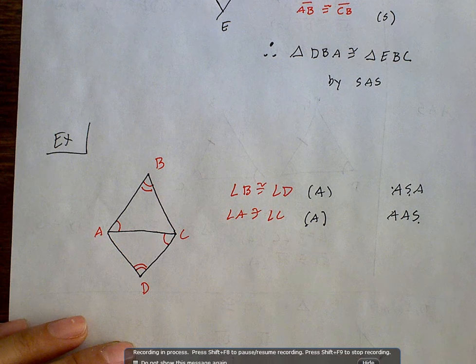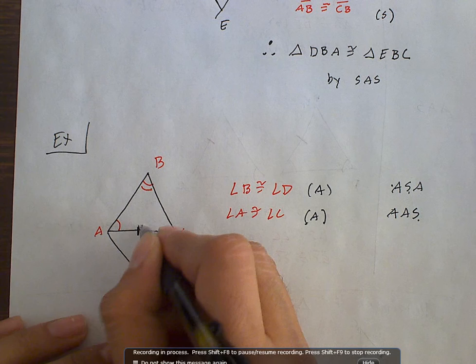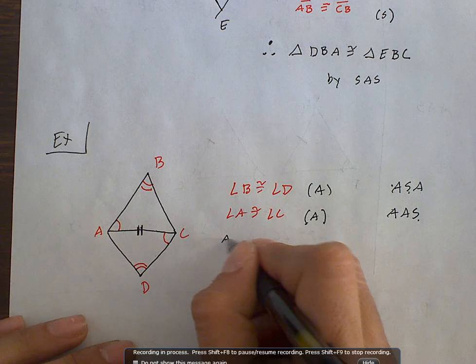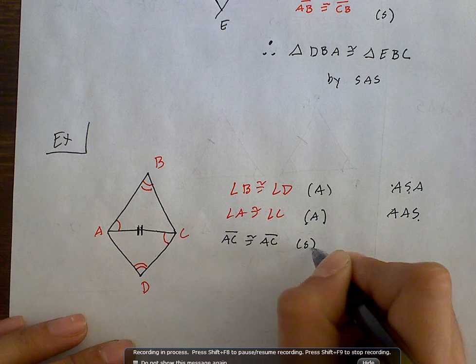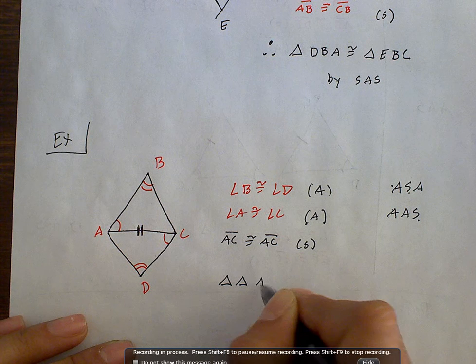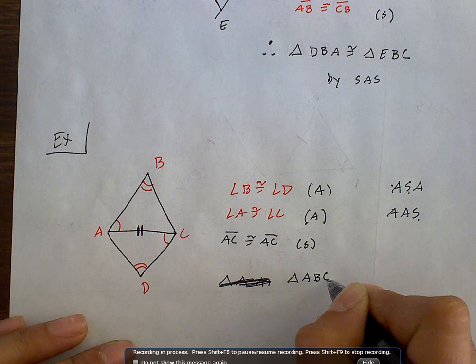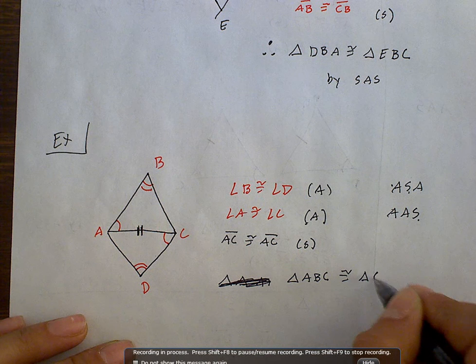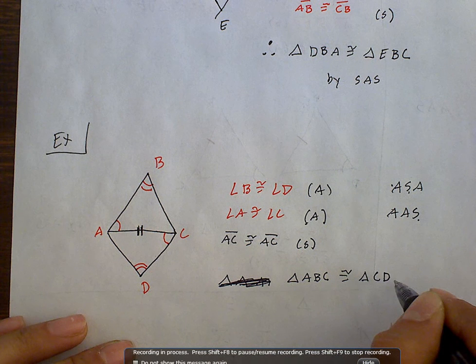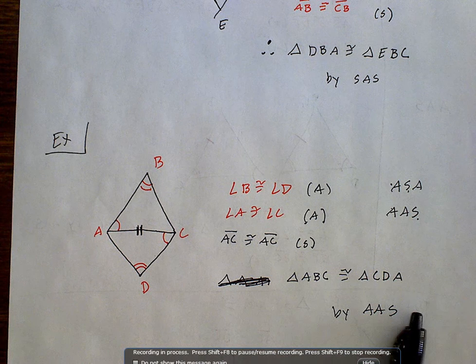Now, in this case, I know what you're thinking, right, this one is congruent to itself. So that is your reflexive property. So AC must be congruent to AC, and that's a side. So therefore, triangle ABC is congruent to triangle CDA by angle, angle, side.